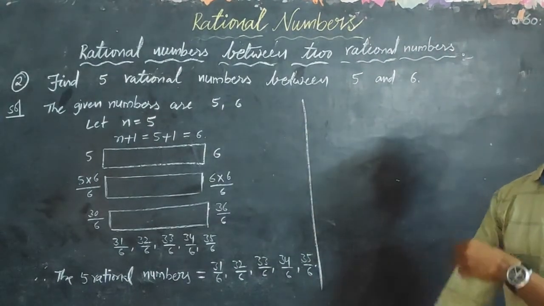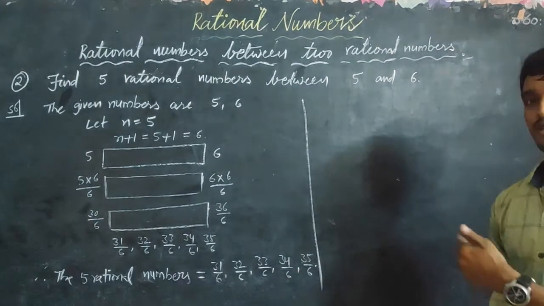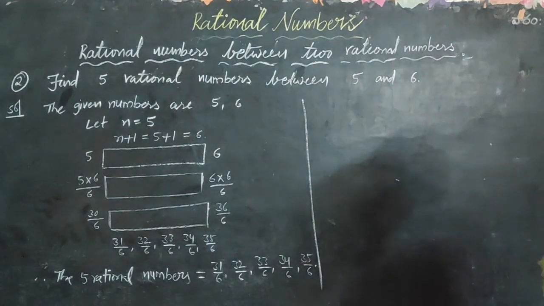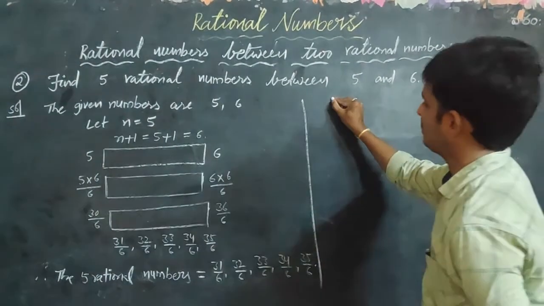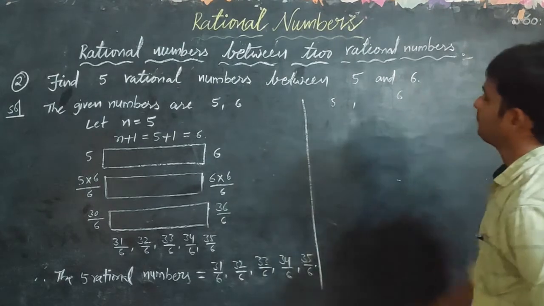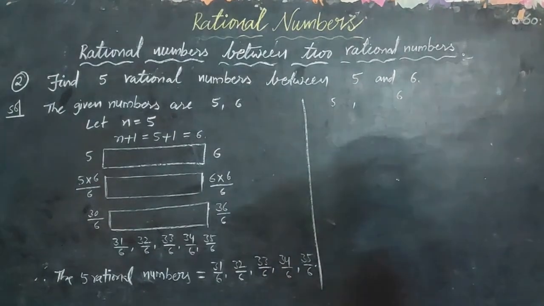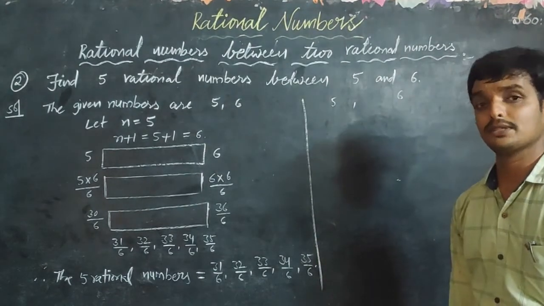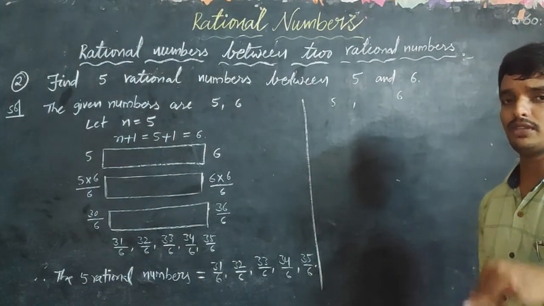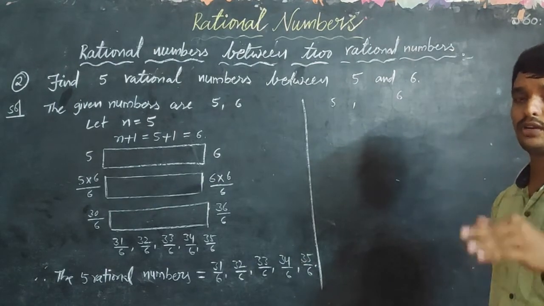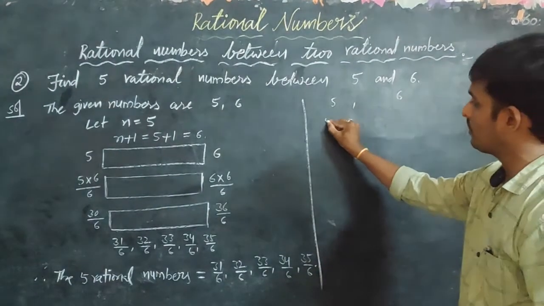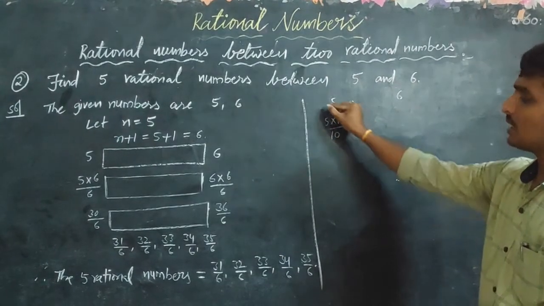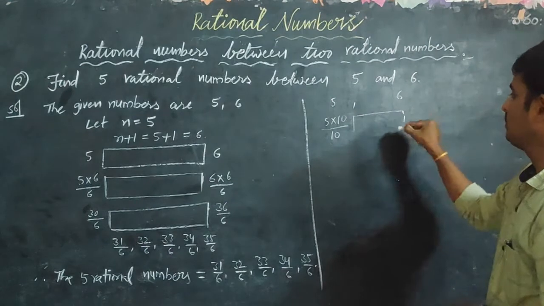Otherwise, I have already explained the mean method in the previous question, so you can use the mean method. Otherwise, we have another method. They are giving two rational numbers, 5 and 6. We have to multiply and divide with any multiple of 10, either 10 or 50, or 100 or 200 or whatever. For example, if you multiply with 10, 5 into 10 by 10, the 10 tens cancel and we get 5. So no problem.